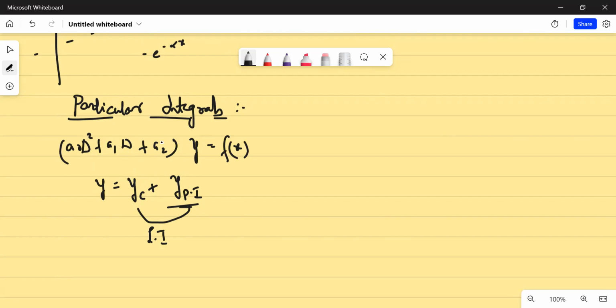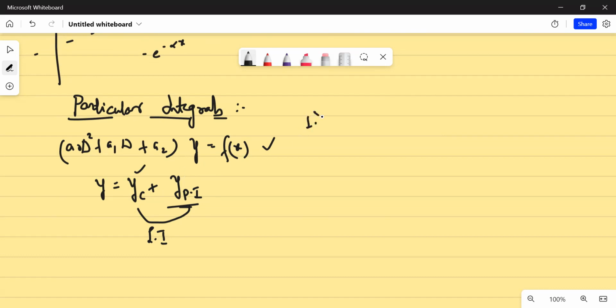So what one needs to do is find the solution for the corresponding homogeneous differential equation of the above, which happens to be the complementary function. And then one needs to find what is known as the particular integral. And right now I am following the method of symbolic operators.